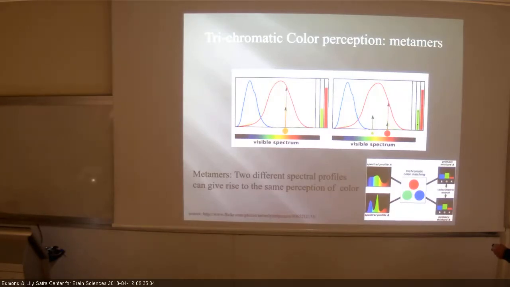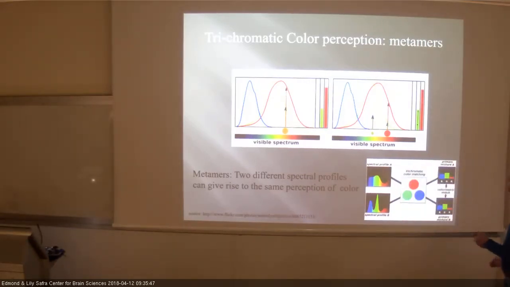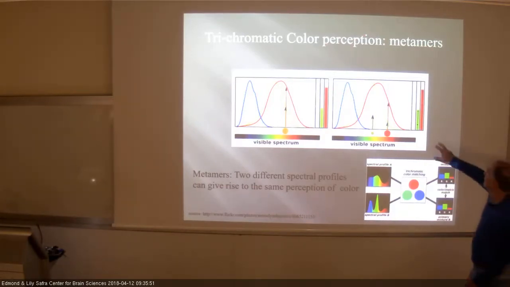So if these levels of activation, the red, green, and in this case there's no activation of the blue photoreceptor, are the same, you perceive, Helmholtz and Young said that you would perceive the same color. Okay? And that's what's called color metamers. It means, okay, look here.